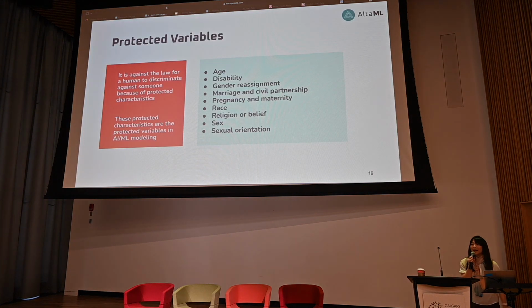To talk about that, here's a little background. If you work with machine learning, you might have heard the terminology protected variables. Basically, protected variables are just sensitive variables that are associated with laws against discriminating against humans based on these characteristics. Machines should not do the same as well. That includes age, gender, disability, sex, religion, and so on.